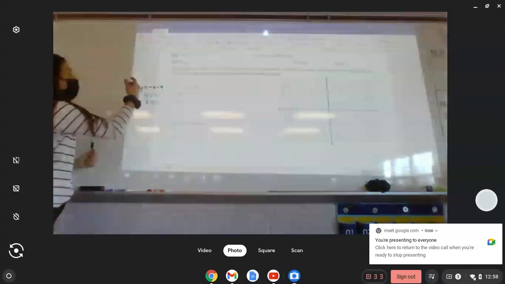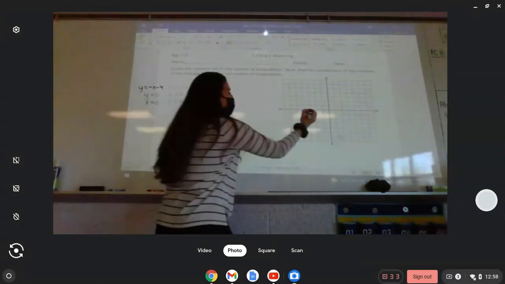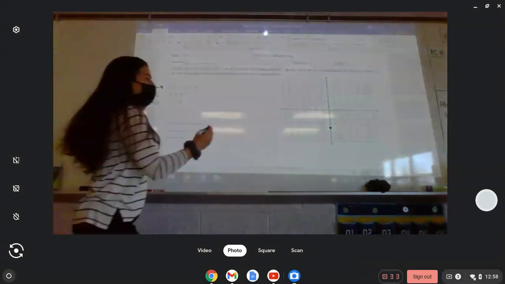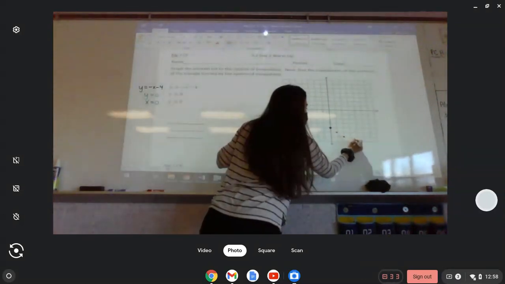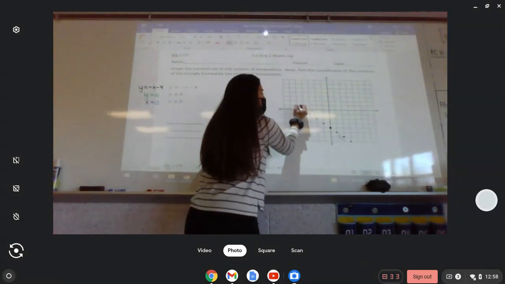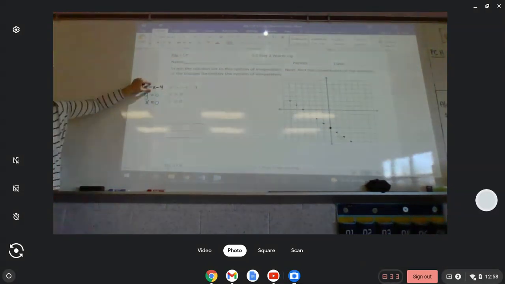All right, so we're going to graph these inequalities. It has a y-intercept at -4 and a slope of -1. So down one, right one, down one, right one, or go up one and left one in the other direction. All right, so those are the points that live on this line.